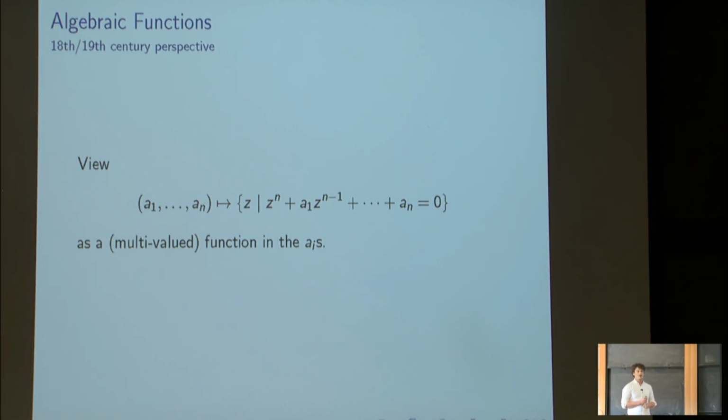The perspective that you see really emerging in the 18th and 19th century is you should view this as a problem about algebraic functions. So if you hand me some n-tuple of complex numbers, then I have a function which spits out all of the roots of the polynomial with those coefficients. And so it's a sort of multi-valued function in the a_i's, and it's algebraic because the values are governed by some algebraic condition. And more generally, the a_i's don't have to be complex numbers. They can be rational functions on a variety of your choice.